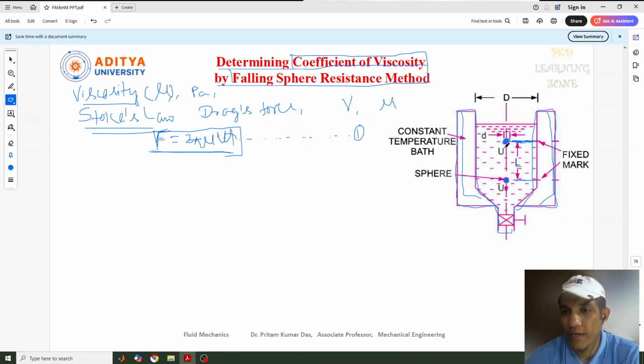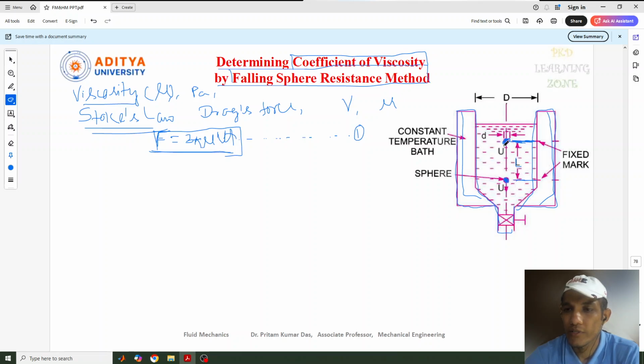Now when the sphere is moving, there are some forces acting on it. What are the forces acting on this? One is the drag force. Drag force is nothing but the force that acts opposite to the motion when the sphere is moving.